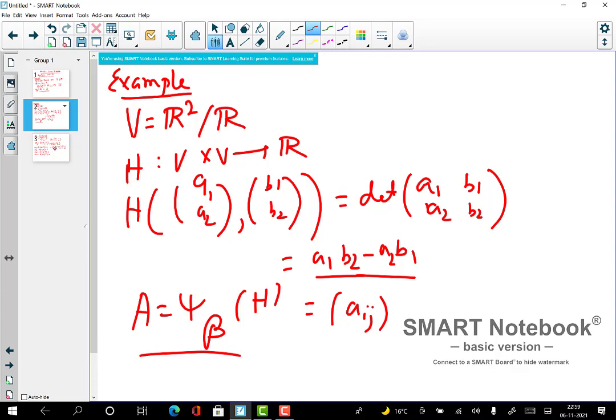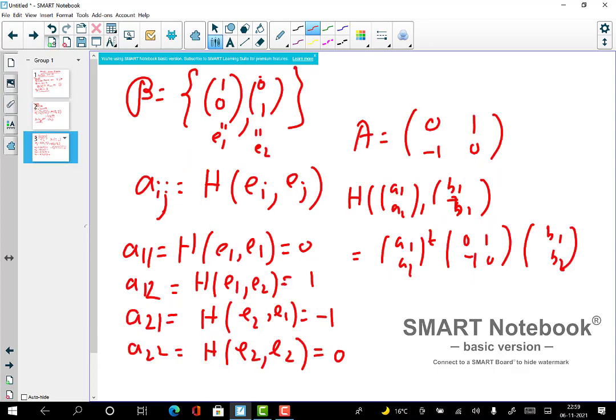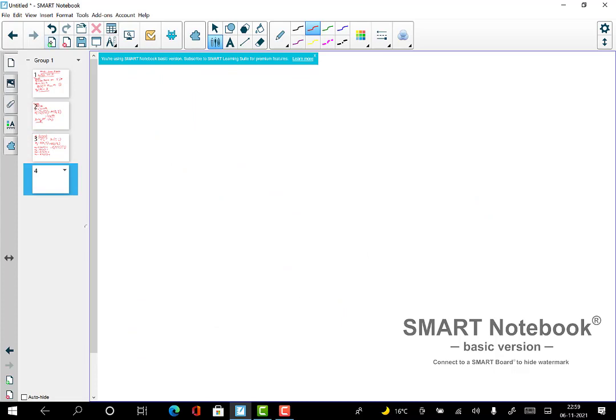Now this will actually help us answer another question we asked in the last lecture: what happens if we change the basis? Do the corresponding matrices of a bilinear form have some relation?